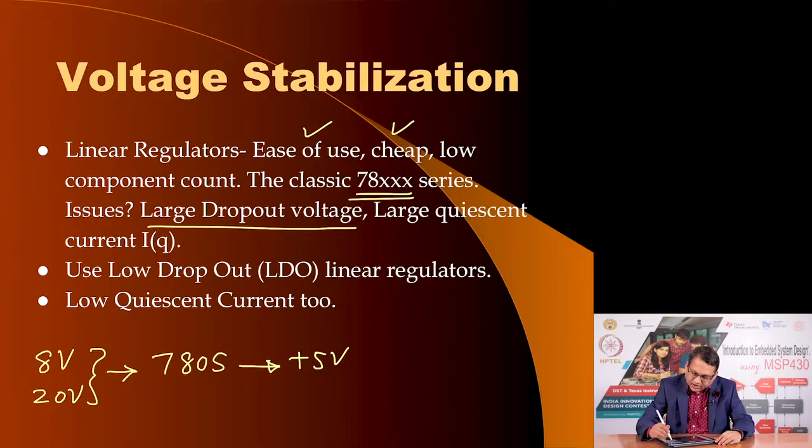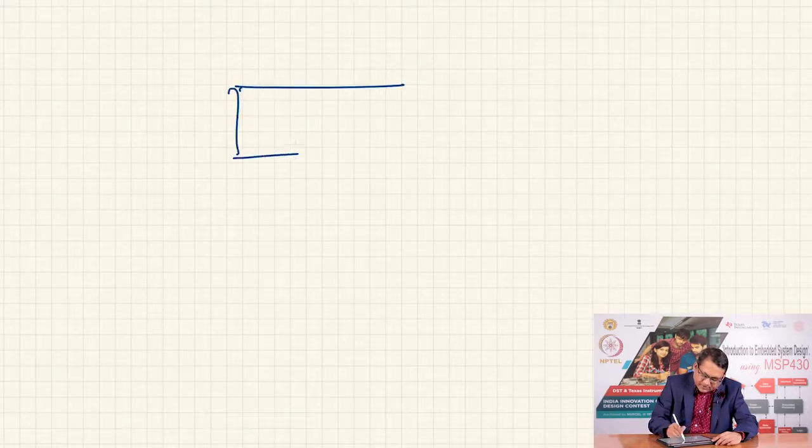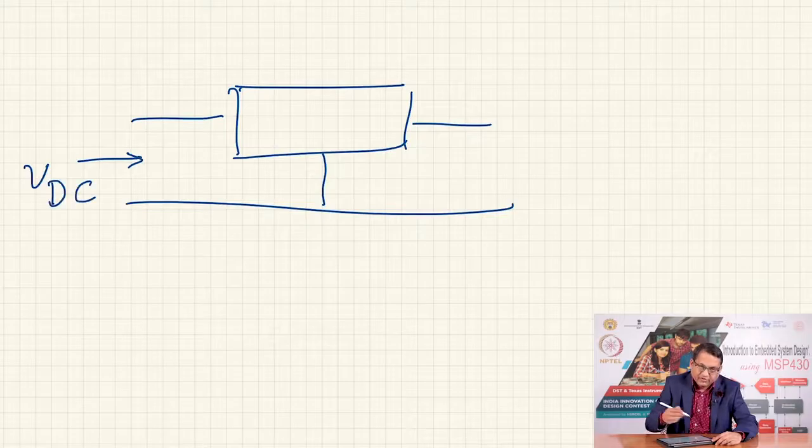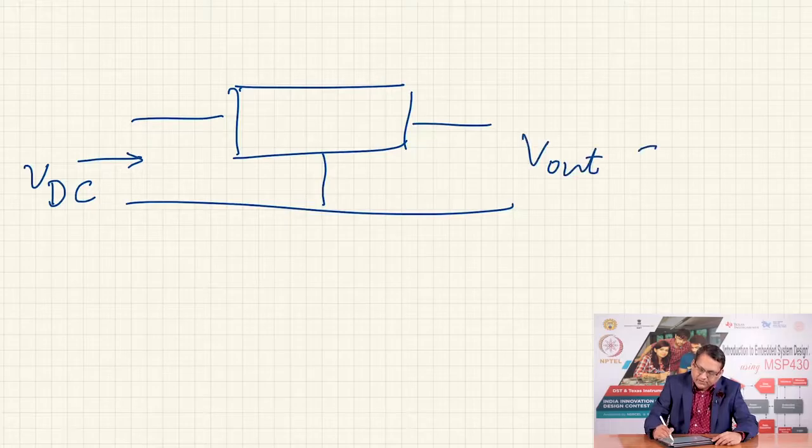Let us look at. So, if this is the regulator, if this is my regulator and I apply a DC voltage here which is unregulated, meaning it could be fluctuating in nature, and I want V out which is fixed and stable.